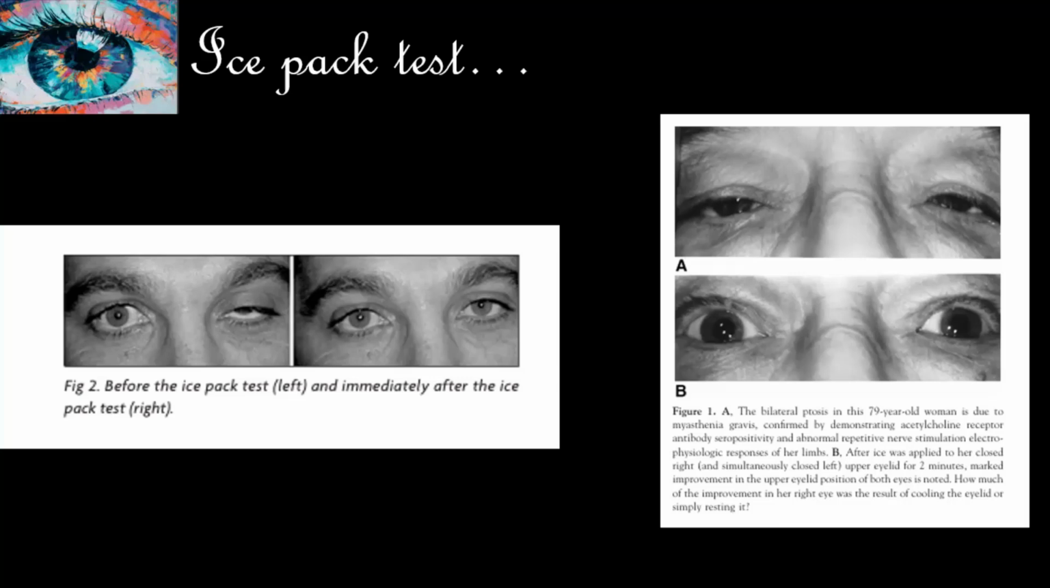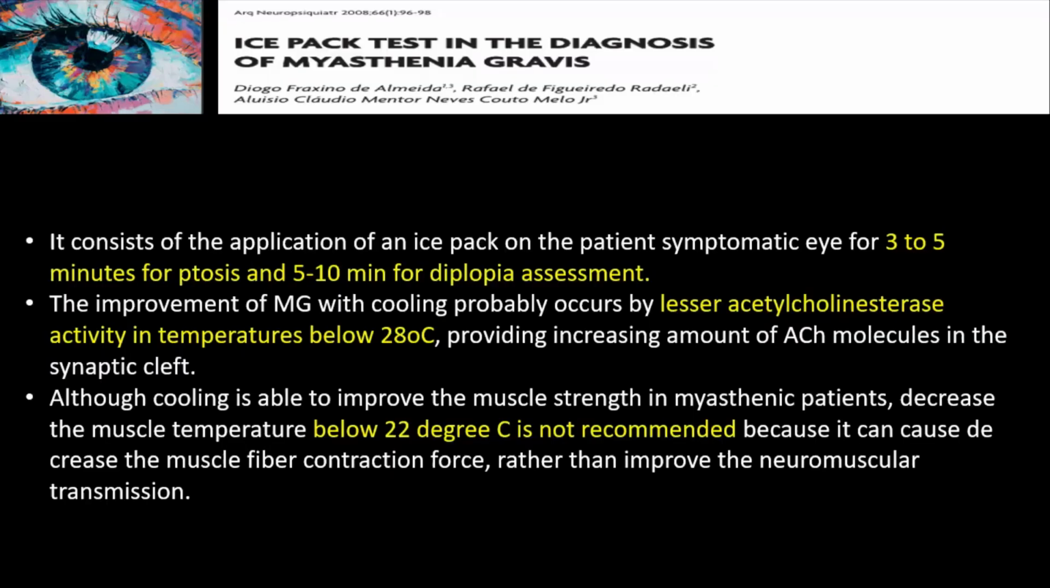And for diplopia assessment, you need to keep it for a longer period of time. It is not 2 to 5 minutes for diplopia. It is 5 to 10 minutes for diplopia. And why is it so important? Because it's very specific. It is similar to the edrophonium test actually. But one of the drawbacks of the ice pack test is, can anyone say one of the drawbacks of the ice pack test?